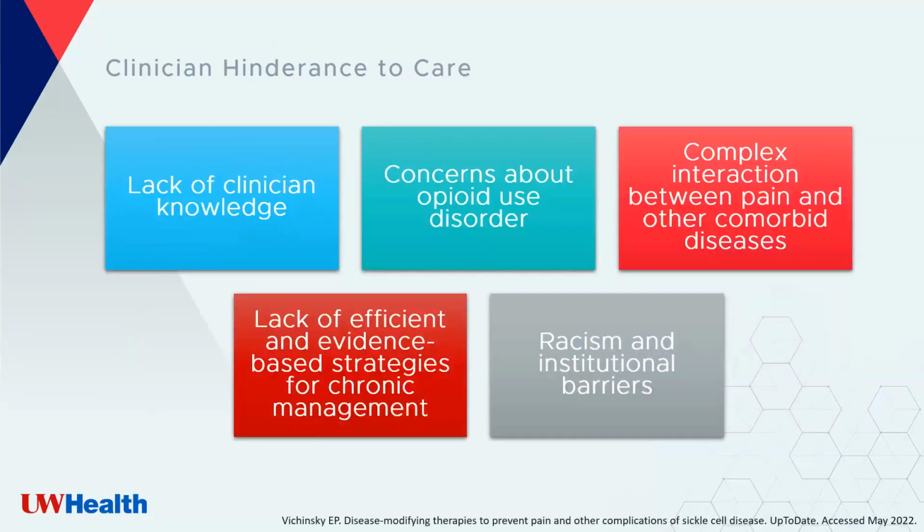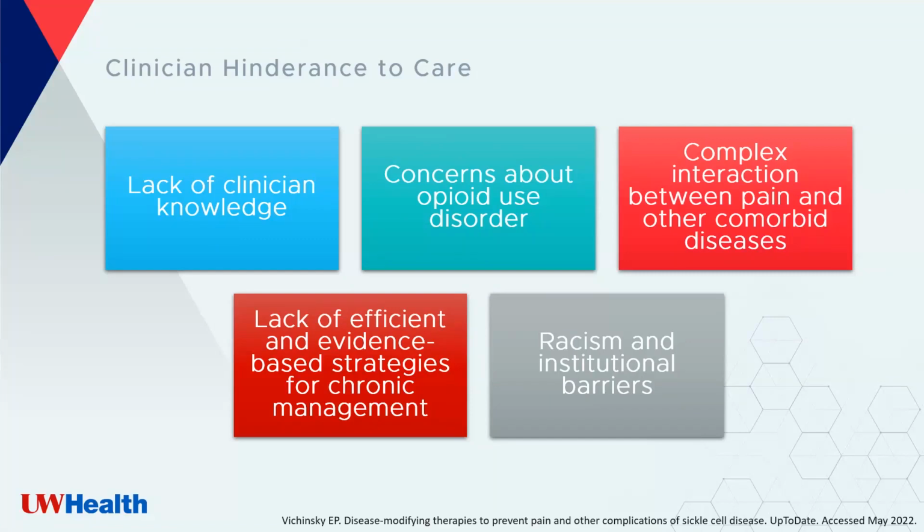and this can potentially contribute to the negative outcomes that we see in sickle cell disease patient populations, right? That's a high level, but from a more on-the-ground level, frontline workforce, clinician hindrance to care is something we have to consider. This can be due to a lack of clinician knowledge, concerns about opioid use disorder, complex interactions between pain and other comorbid diseases, lack of effective or efficient evidence-based strategies for chronic management, and of course, racism and institutional barriers that are seen amongst clinicians throughout the country.